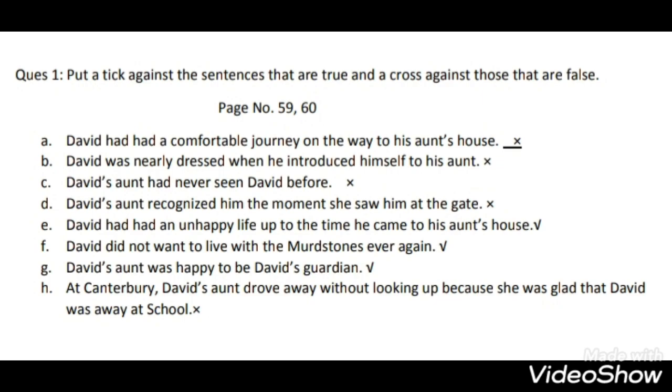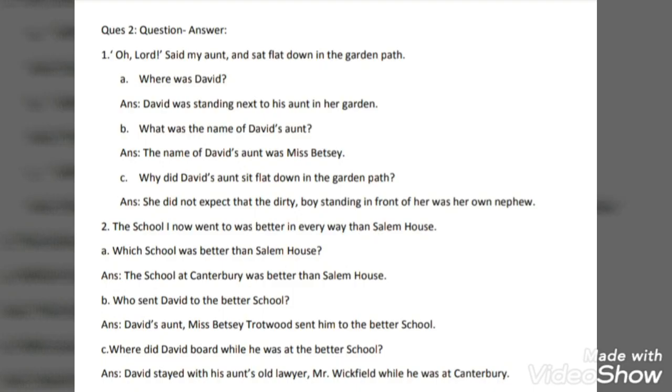See, come to the next question. Reference to context. On the same page, page number 60. "Oh Lord," said my aunt and sat flat down in the garden path. On the basis of this line, you have to give the answers. Question A. Where was David? Answer is, David was standing next to his aunt in her garden.